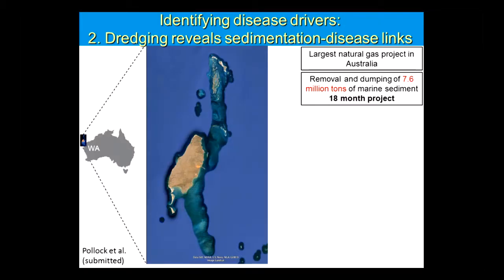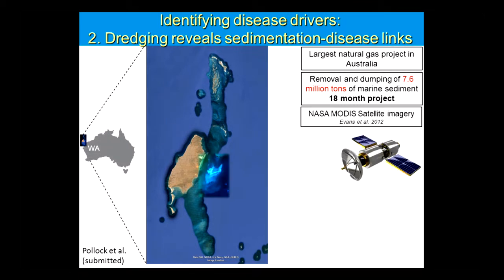Now we have a second study which also identifies an impact that causes disease that we can manage, this time from a study in Western Australia. And this was a study that looked at coral disease in association with the Gorgon project, which is the largest natural gas project in Australia's history. It involved the dredging and dumping of something like 7.6 million tons of sediment over 18 months to build a channel so that the ships could access the processing port on Barrow Island here in Western Australia.